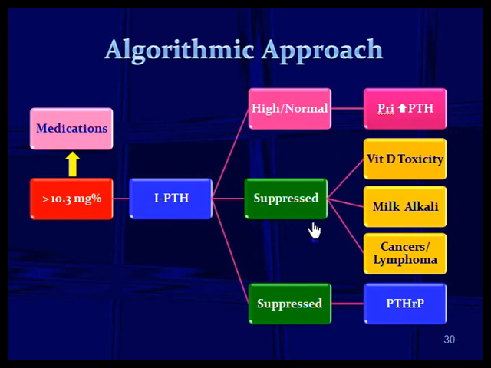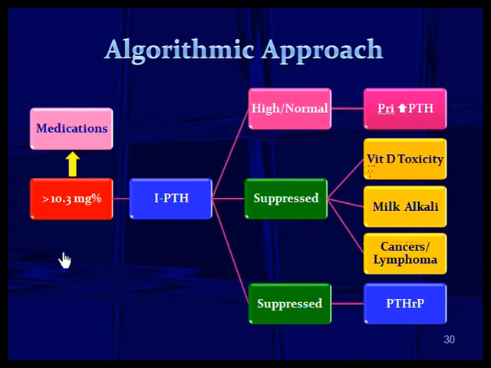If the IPTH is suppressed, it means that the parathormone is suppressed due to excess calcium, and the excess calcium is coming from some other source, either due to vitamin D toxicity or due to milk alkali or due to any hidden malignancies and lymphomas. In such a case, we have to do a test called parathyroid hormone related peptide in order to confirm humoral nature of the malignancy causing hypercalcemia, humoral hypercalcemia of malignancy.